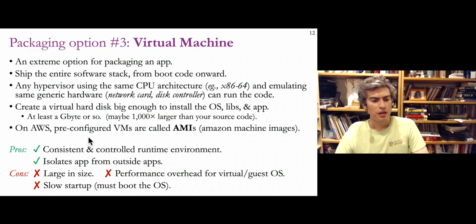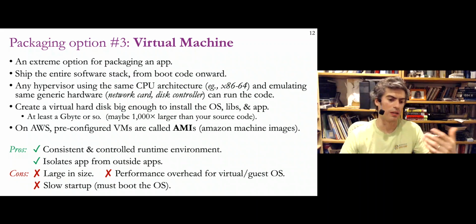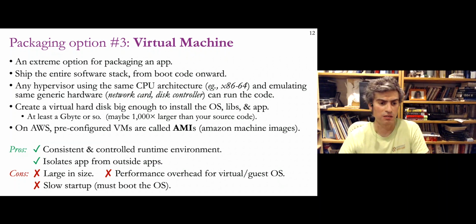On AWS, the virtual machine images are called AMIs, Amazon Machine Images, and there are some pre-configured ones. For example, if you want to deploy a MySQL virtual machine, with a few clicks you can deploy one that someone else has set up. But you can also create your own Amazon Machine Images from virtual machines that you have set up, and that's a way for you to deploy clones of your application to lots of machines.